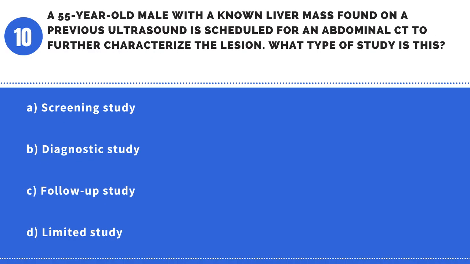Question 10. A 55-year-old male with a known liver mass found on a previous ultrasound is scheduled for an abdominal CT to further characterize the lesion. What type of study is this? A. Screening study. B. Diagnostic study. C. Follow-up study. D. Limited study.